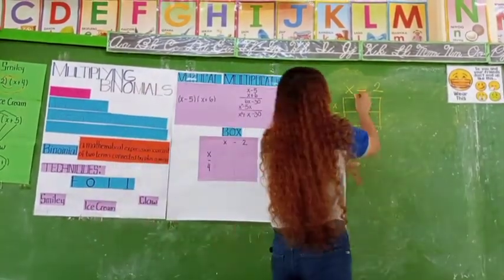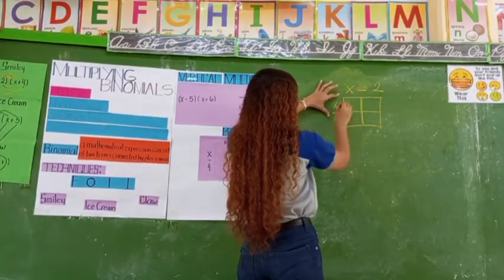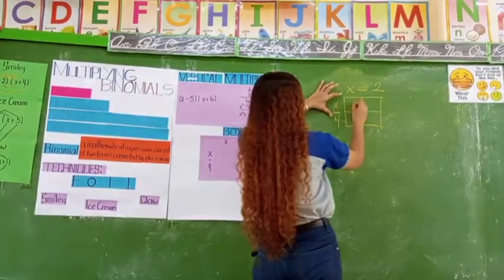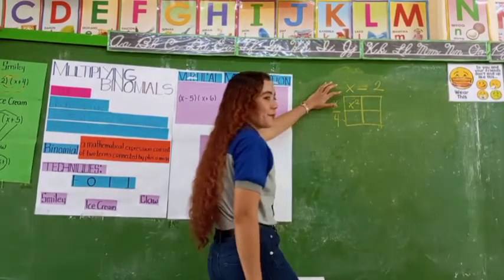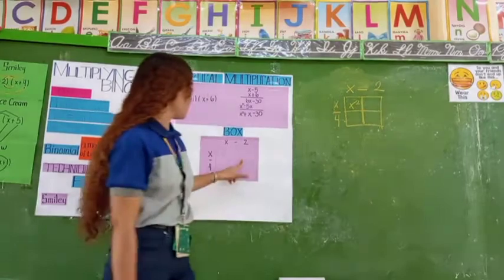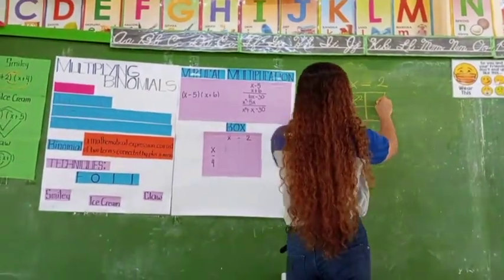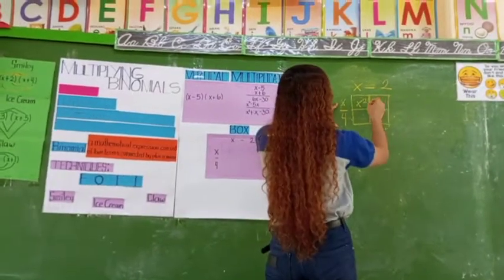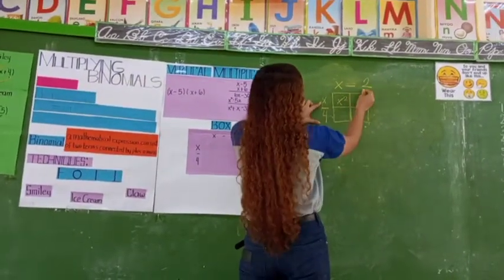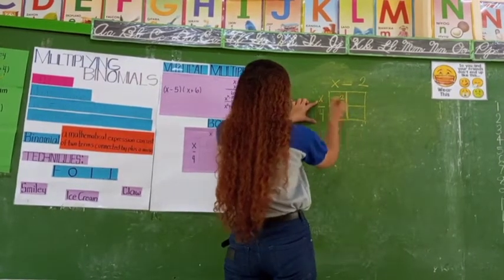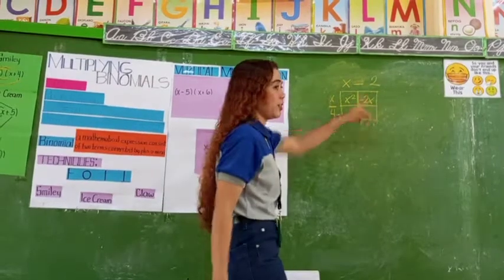So, we have here the first term. X times x ang ating first term. So, that is why ilalagay natin ito ang x squared. Nagets ba? And then, dito naman, outer term na nilalagay dito. So, yung outer term natin is negative 2 and x. So, negative 2 times x, we have negative 2x. Yan ang outer term natin.